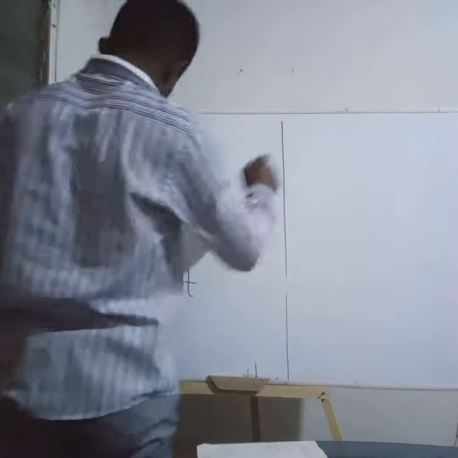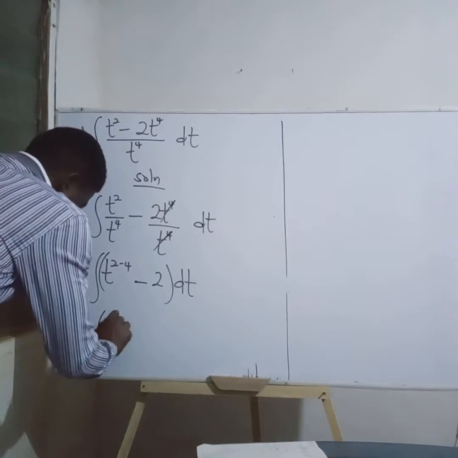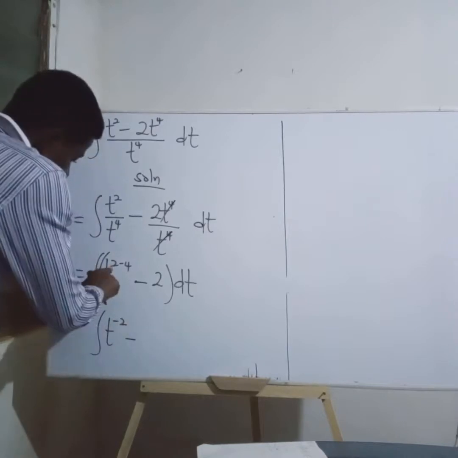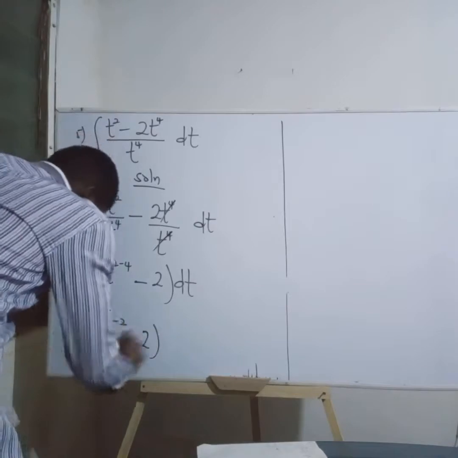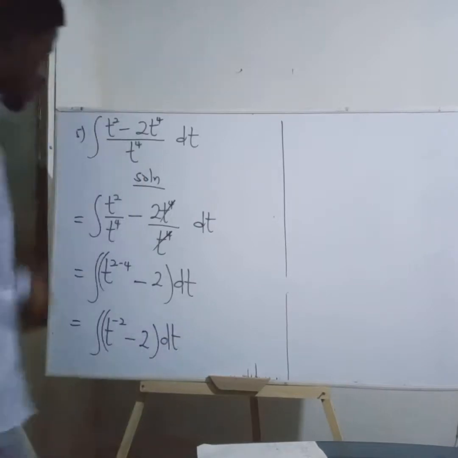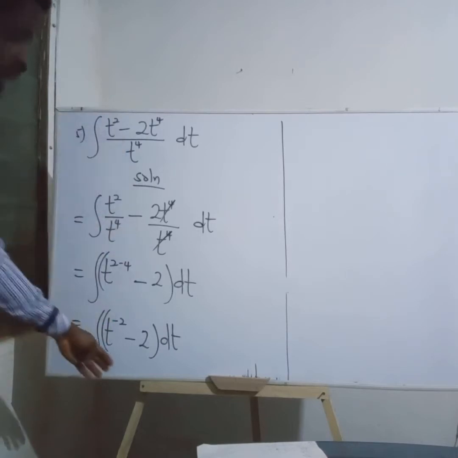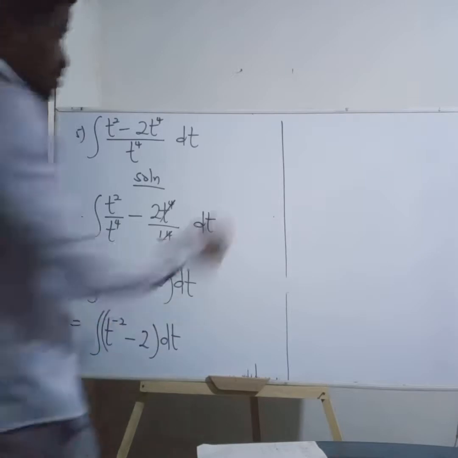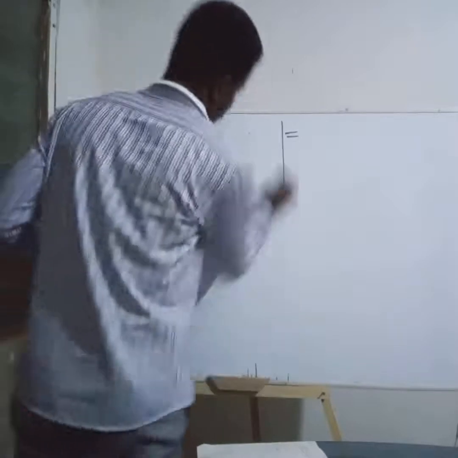So I'll have them right here. Integral of t to the power minus 2 minus 2, because 2 minus 4 is minus 2, dt. So all this while you saw the integral sign, because I haven't started to integrate. I was just doing some simple algebra there. Now that I'm finished with that, I can now go on to integrate. So in this case, you will not see the integral sign again, because I'm going to integrate.